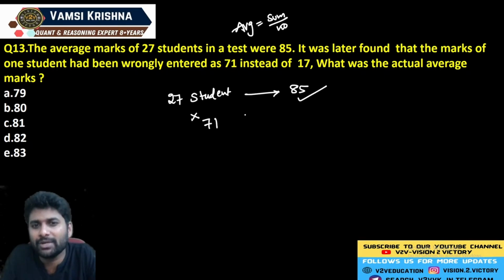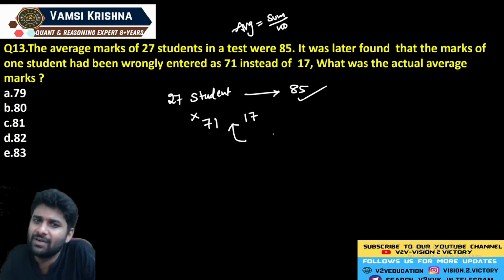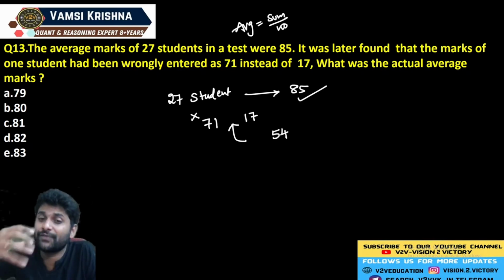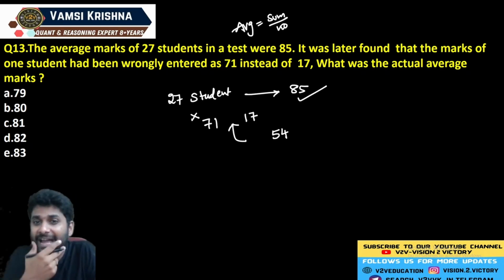But actually, you need to enter how much? 17. Now, you already know that, how many marks are already more when compared to the original one? Just find the difference of 71 and 17, guys. So, how much of a difference do we have? 54 marks are extra. Guys, because of these 54 extra marks in the entry, the average goes to 85.